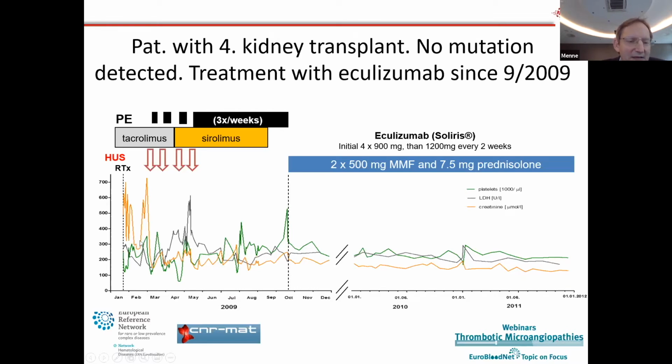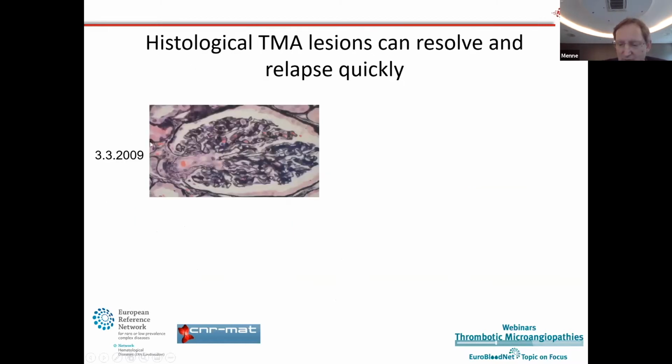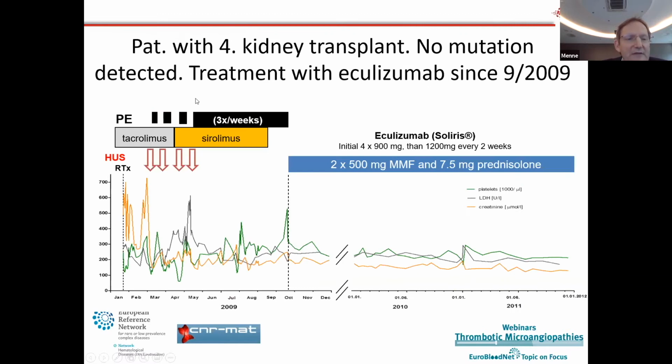But suddenly he had a sharp rise in his creatinine. Of course, he was biopsied and we found a hemolytic uremic syndrome. I mean, he had received tacrolimus. So what we did then, we started with plasma exchange, and actually everything was getting better. So we discharged him again.